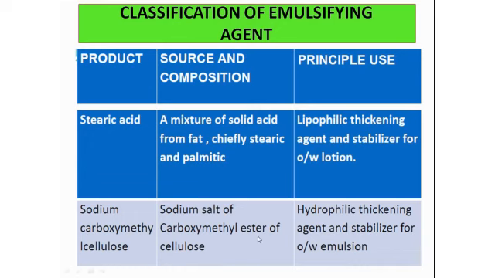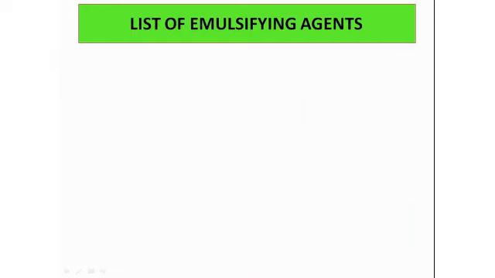It is the sodium salt of carboxymethyl ester of cellulose. It is used as a hydrophilic thickening agent and stabilizer for oil in water type of emulsion. So most of the emulsifying agents you have seen here are mostly used for oil in water type of emulsion only.